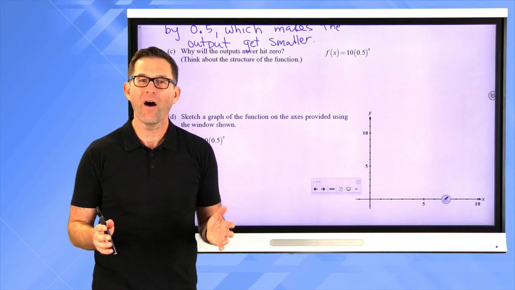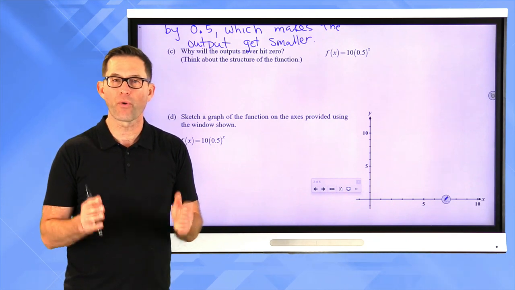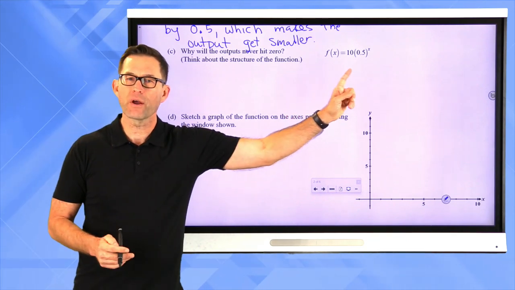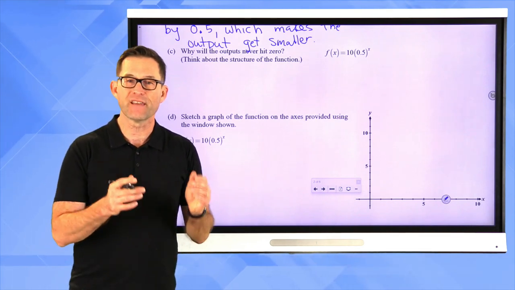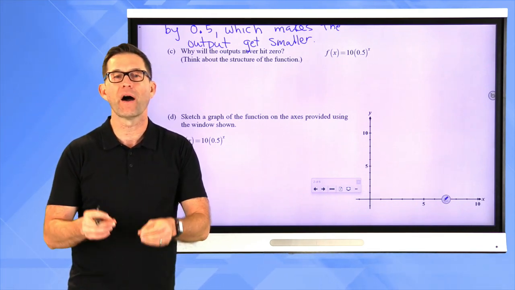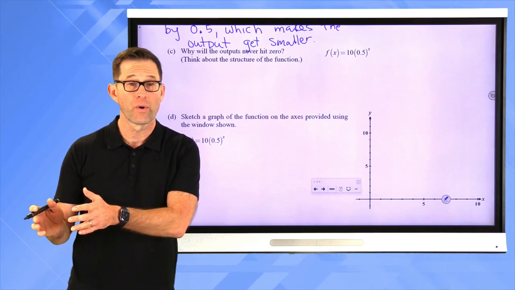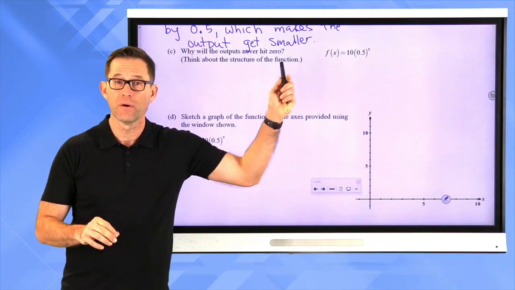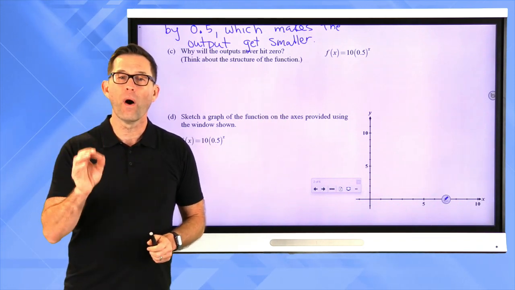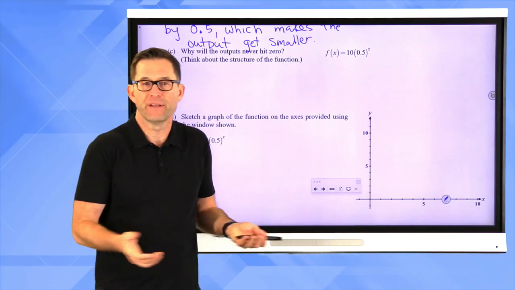Well, believe it or not, it all comes back to what's known as the zero product law. The structure of the function itself is a product. It's 10 times 0.5 times 0.5 times 0.5, etc. And the only way that a product can equal 0 is if one part of the product is equal to 0. But it's not.